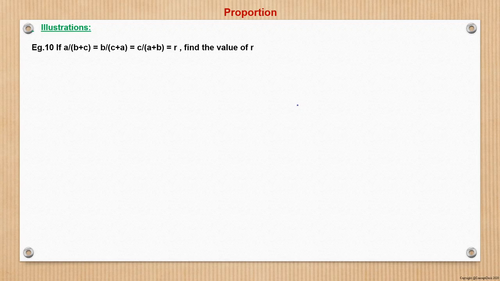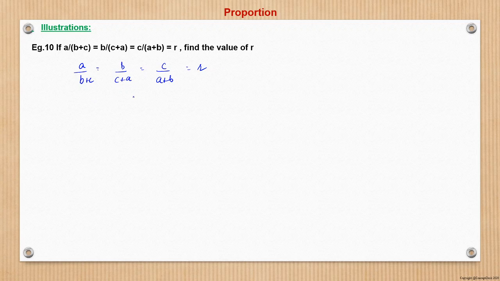Now, yeah, this problem actually we have seen a similar problem, and this actually appeared in one of the CAT, I think 2003 or 2004 year. So let us solve this. a by b plus c is equal to b by c plus a is equal to c by a plus b is equal to r.